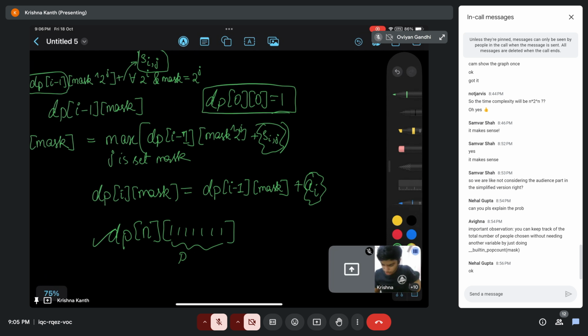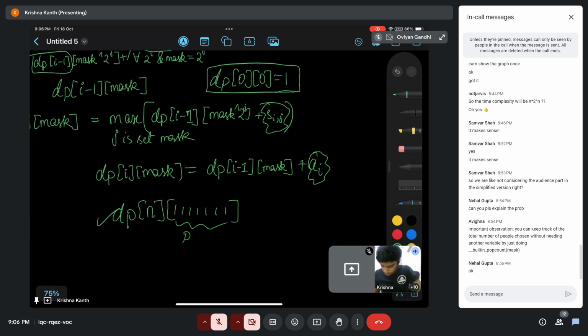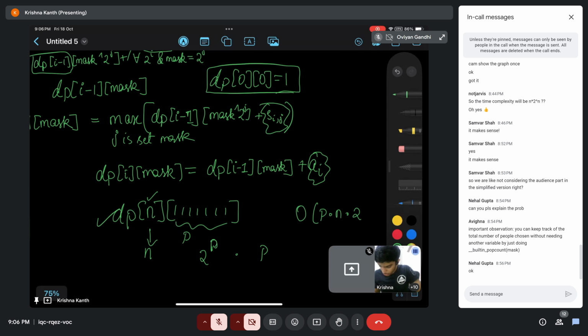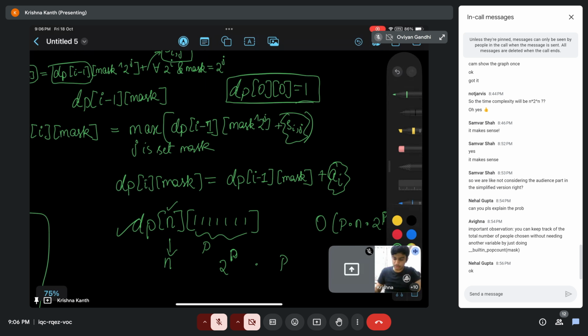And the time complexity of this will be that we have n states here, times 2 to the power p, and then in each transition we are going through all the bits set in the bitmask. So there can be at most p bits. So the time complexity would be O of p times n times 2 to the power p, which you can see from the constraints would very well pass under the time limit.